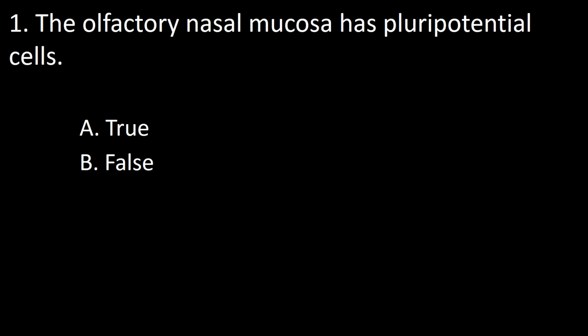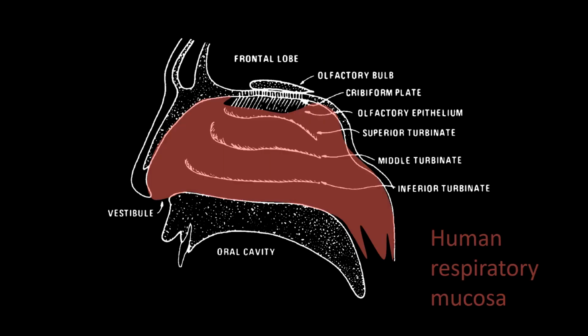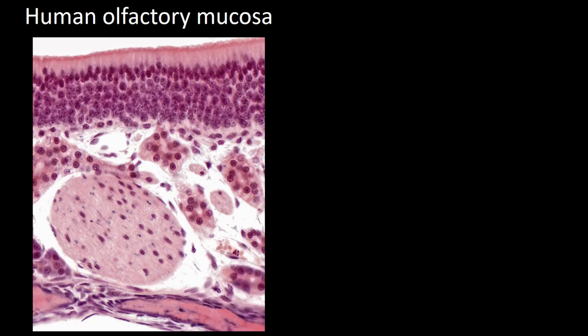The first question is: the olfactory nasal mucosa has pluripotential cells. A, true. B, false. This cartoon illustrates the nasal passage and some of its components. It is displayed here because in it you can see the area corresponding to the respiratory mucosa and the olfactory mucosa. This is a histological specimen of the olfactory mucosa.